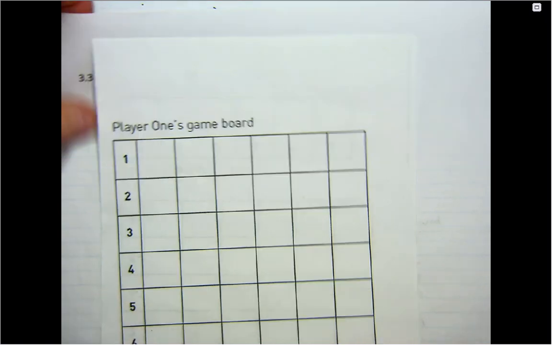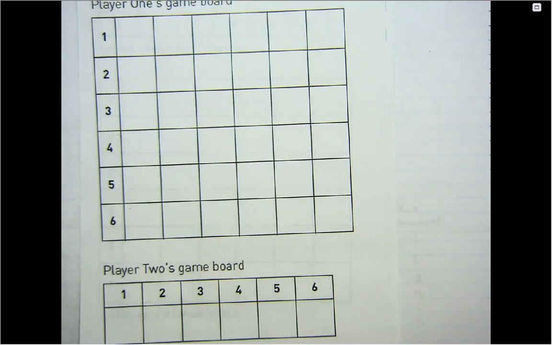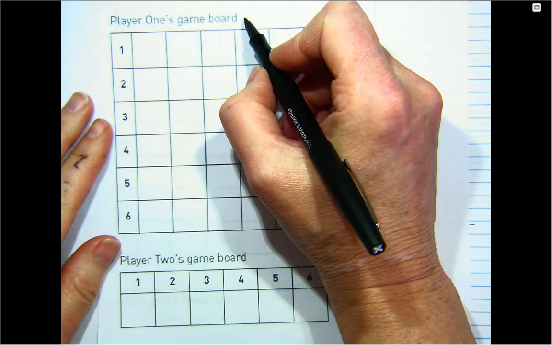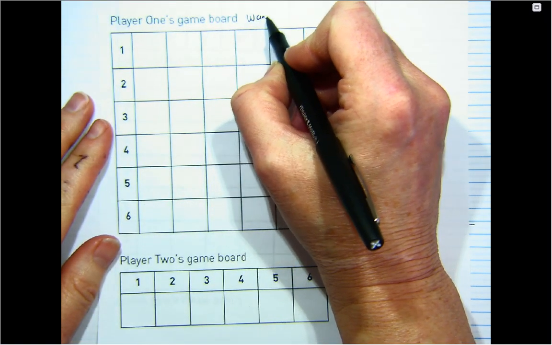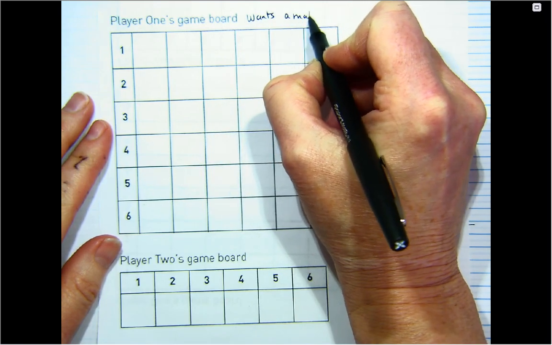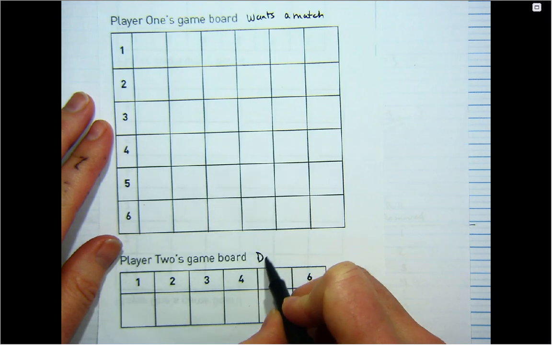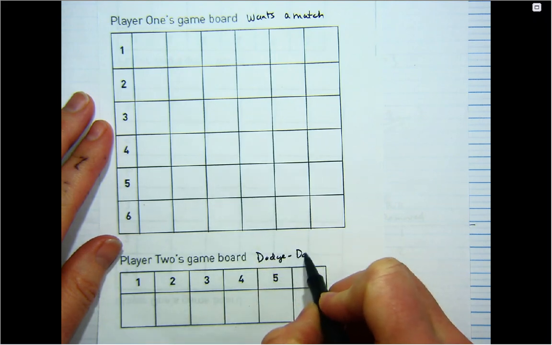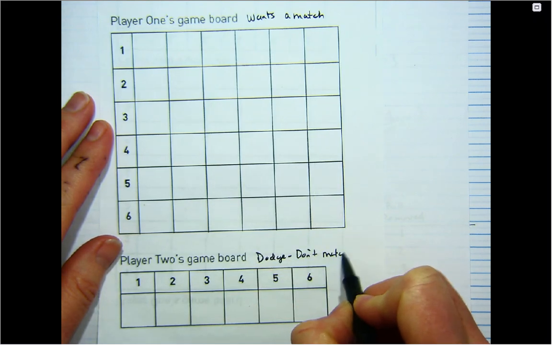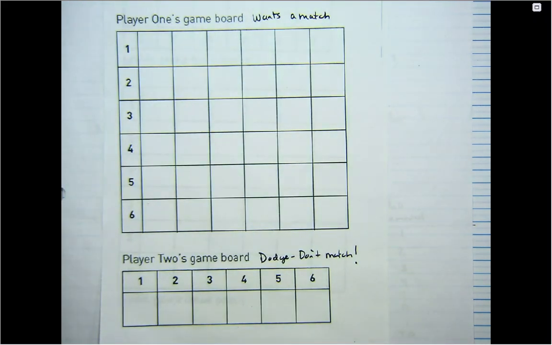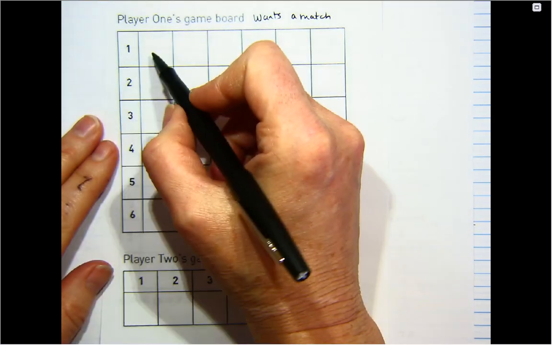Does anyone remember how to win? Yeah, you gotta be the second player. Player 1 wants a match, and player 2 is dodging. So player 2 wins if there isn't a match. Okay, so does anyone remember well enough to be player 2 if I'm player 1? Okay, I heard you first, so you can be player 2 then. Okay, so I'll be player 1.